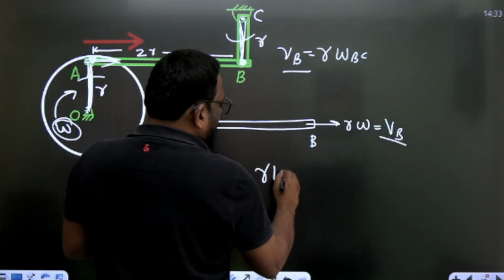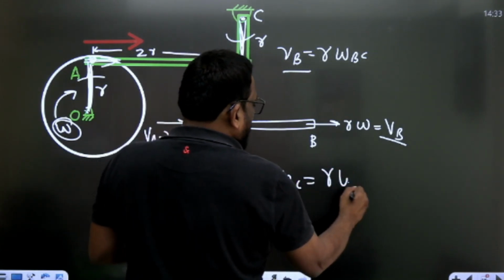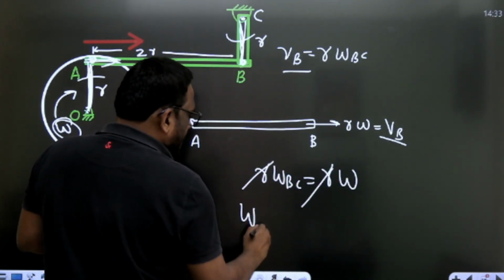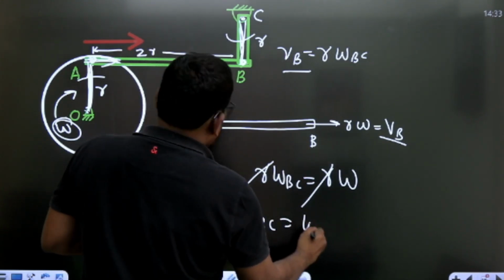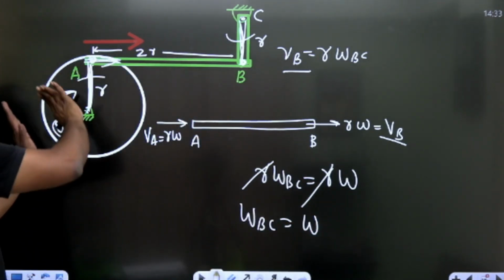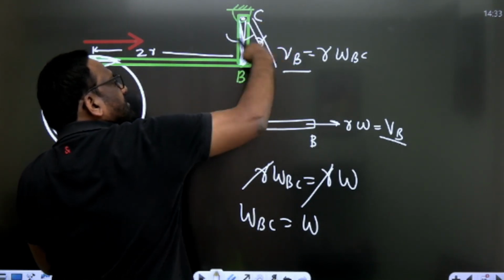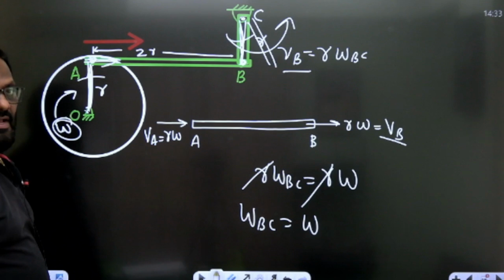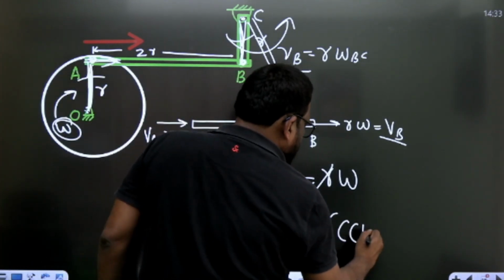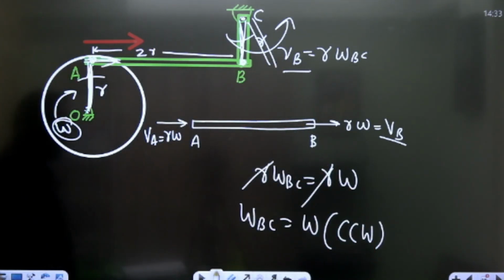Equate. R omega BC is equal to r omega. So r cancels. Omega BC, which is asked, is equal to omega only. In which direction? If this is rotating like this, then this will go this way, and after some time it will be somewhere here, so it will be counterclockwise. It is counterclockwise. This is the first case, sir.